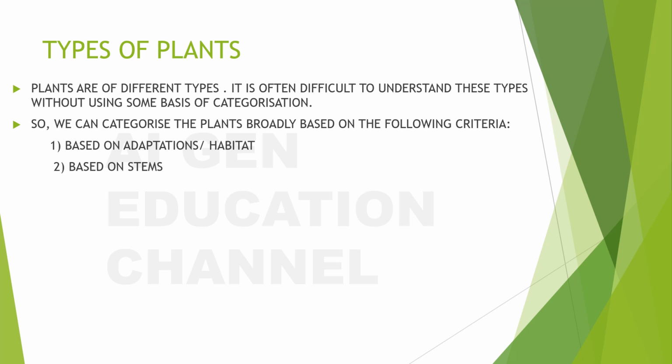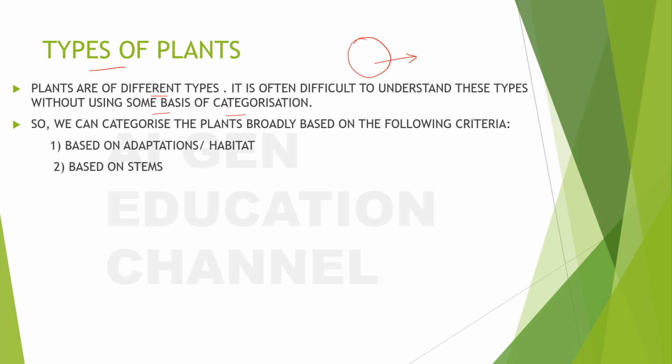Now let us continue with the topic types of plants. Plants are of different types. It is often difficult to understand these types without using some basis of categorization. Now just think, if you take a handful of plants and if someone asks you, how can you differentiate between those? Is it easy to do that? No, right? We need some factor based on which we can categorize the plants.